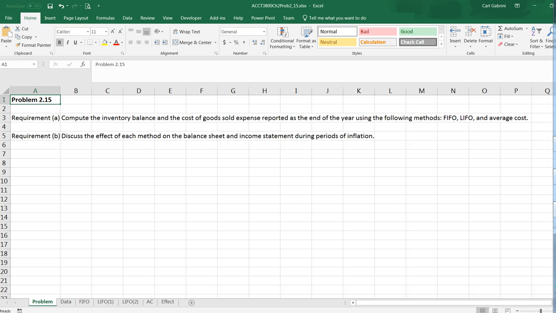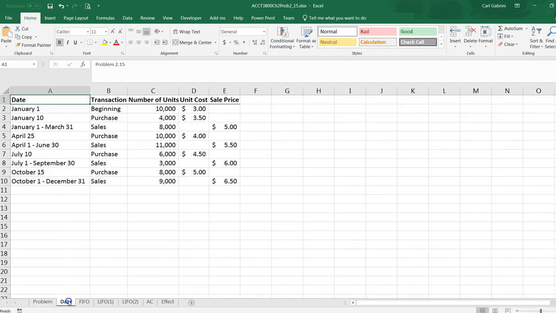So in this problem, they have two requirements they want you to complete. First requirement is compute the inventory balance and the cost of goods sold expense reported at the end of the year using the following three methods, the ones we just talked about. And then B, discuss the effect of each method on the balance sheet and income statement during periods of inflation. So that means rising prices.